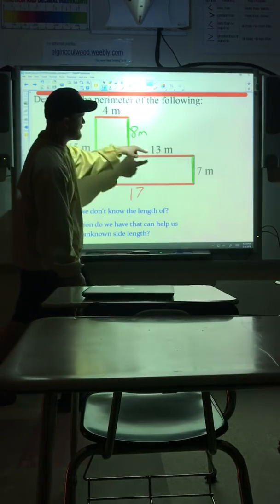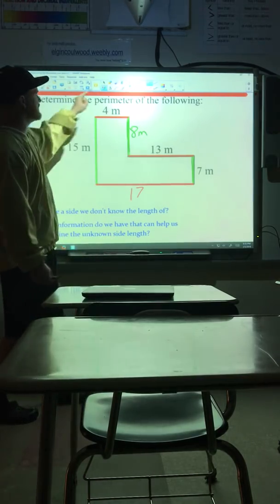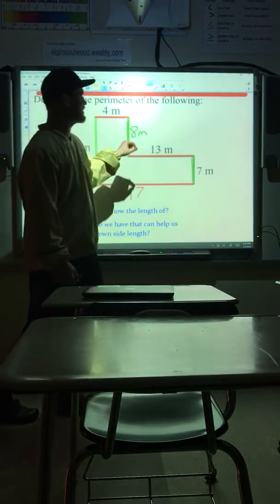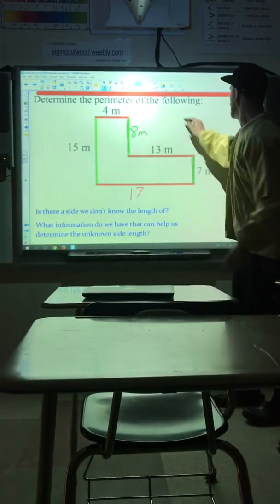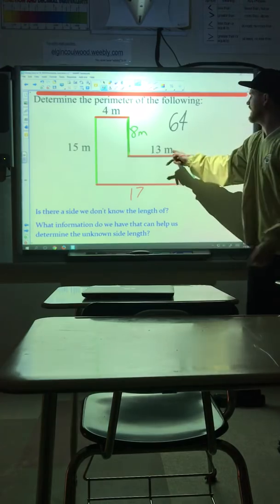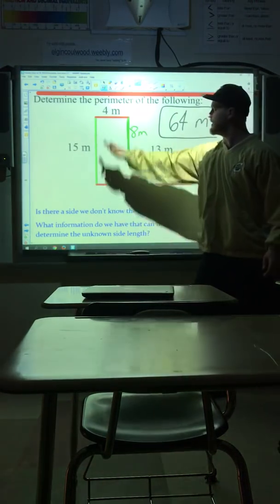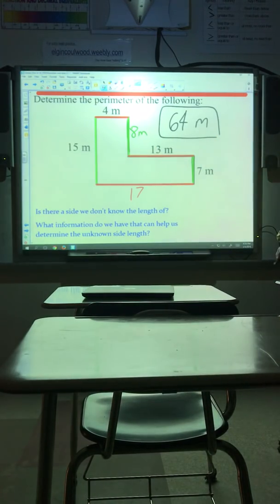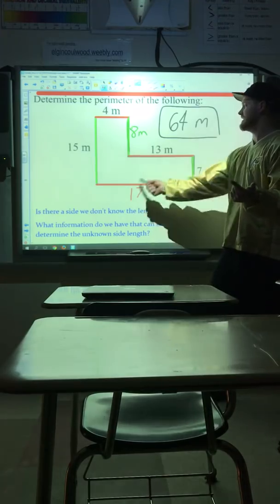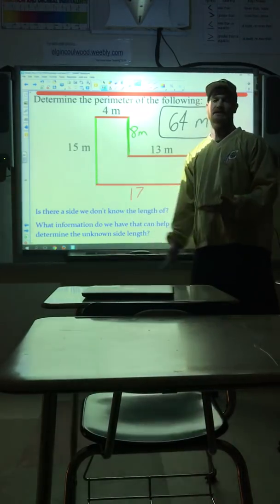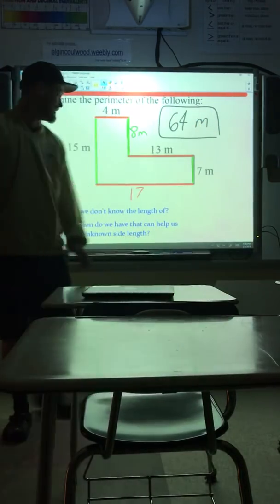Now, once you have every side labeled, go ahead and add them all up. 17 plus 15 plus 4 plus 8 plus 13 plus 7 gets us a grand total of 64, in this case, meters. So the perimeter of this shape going all the way around would be 64 meters. Again, a way to come about that answer could be 17 plus 17 and 15 plus 15. Just add the two longer sides twice. You find a way that works for you and stick with it.